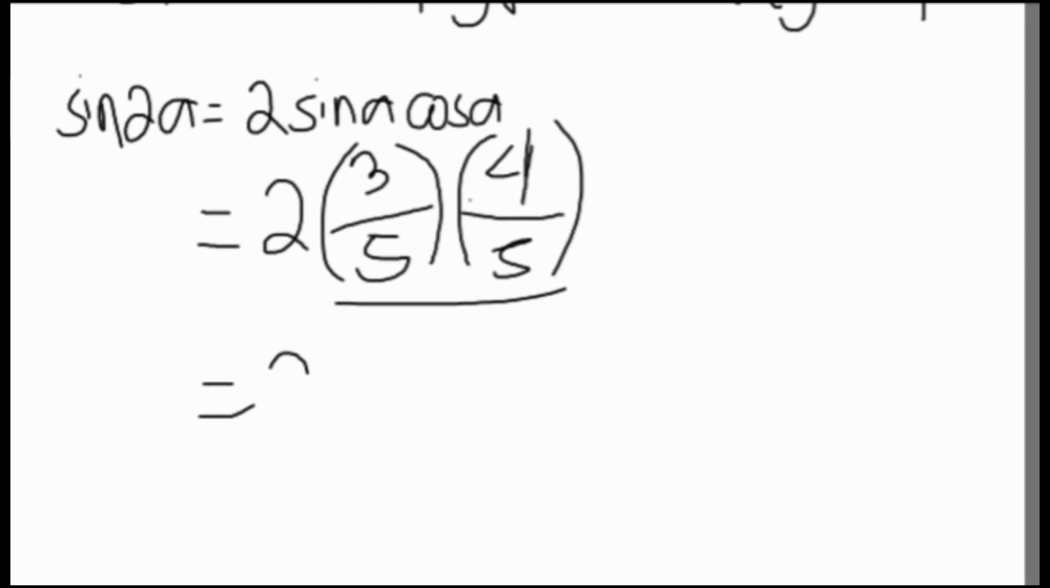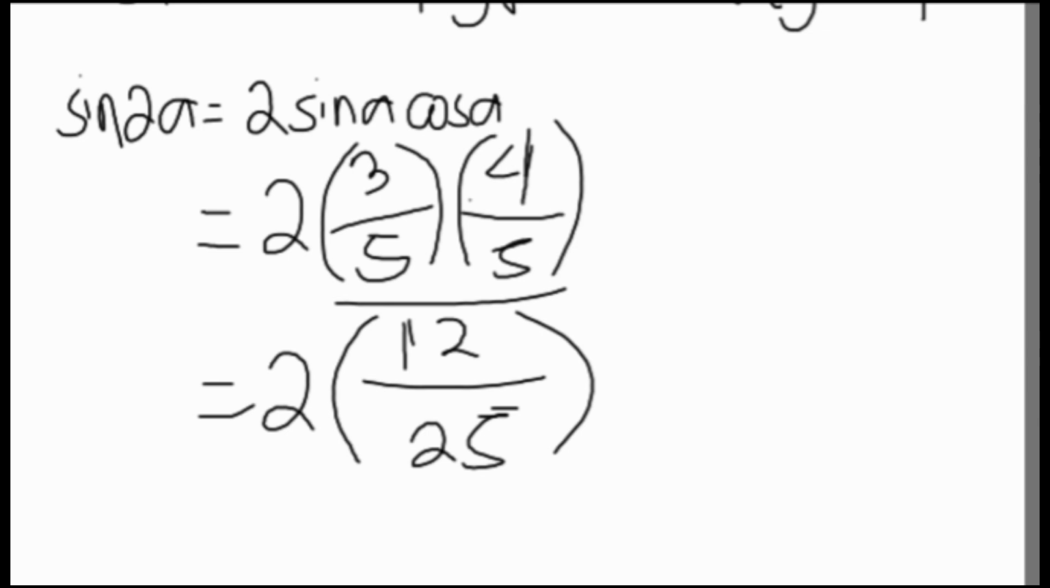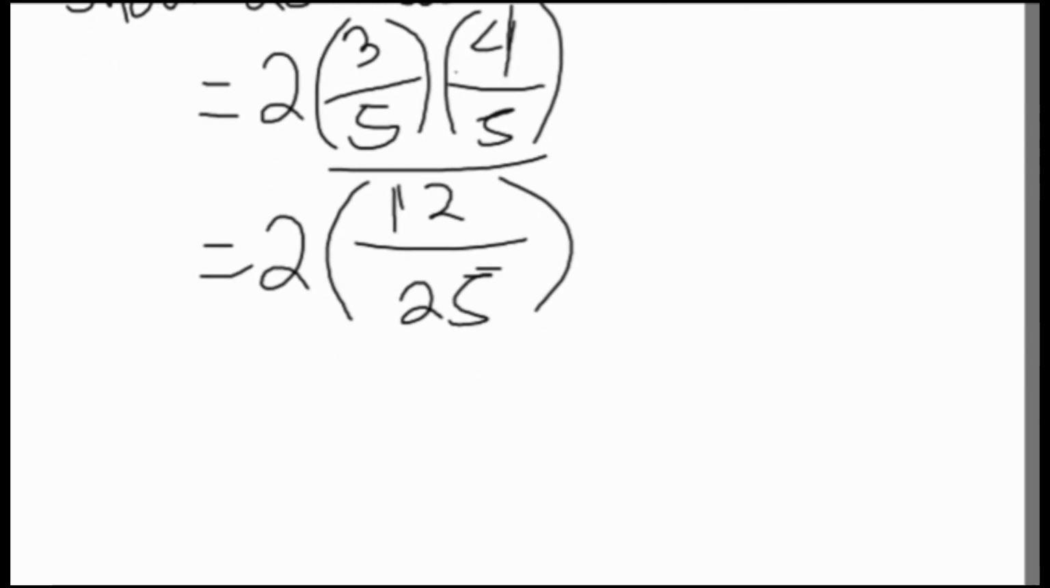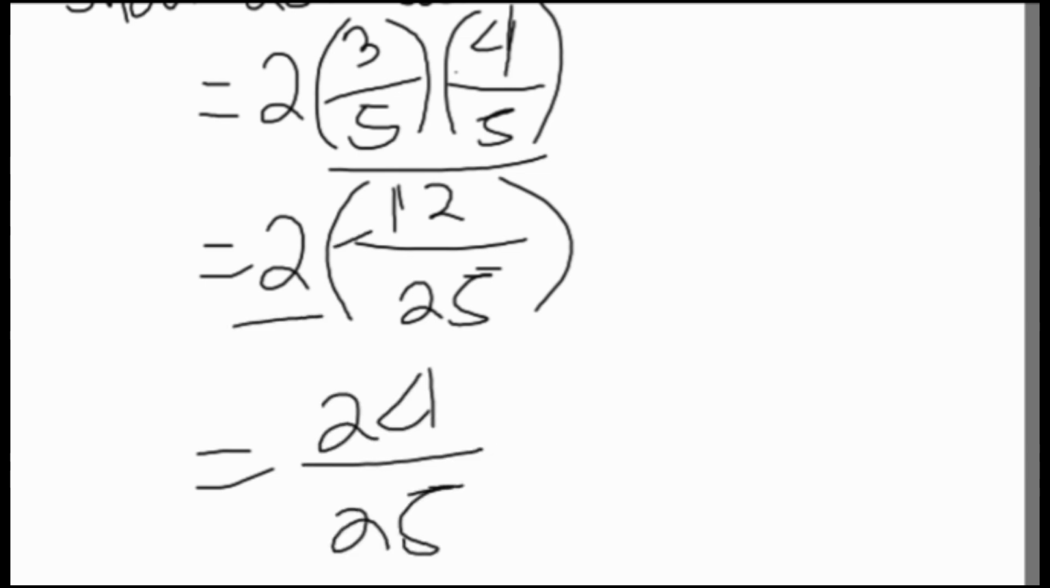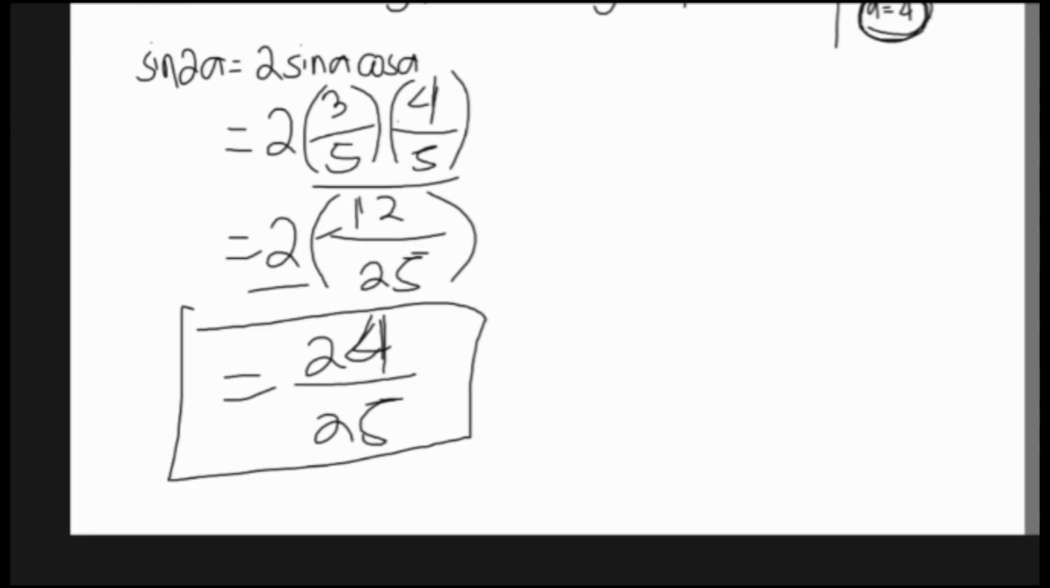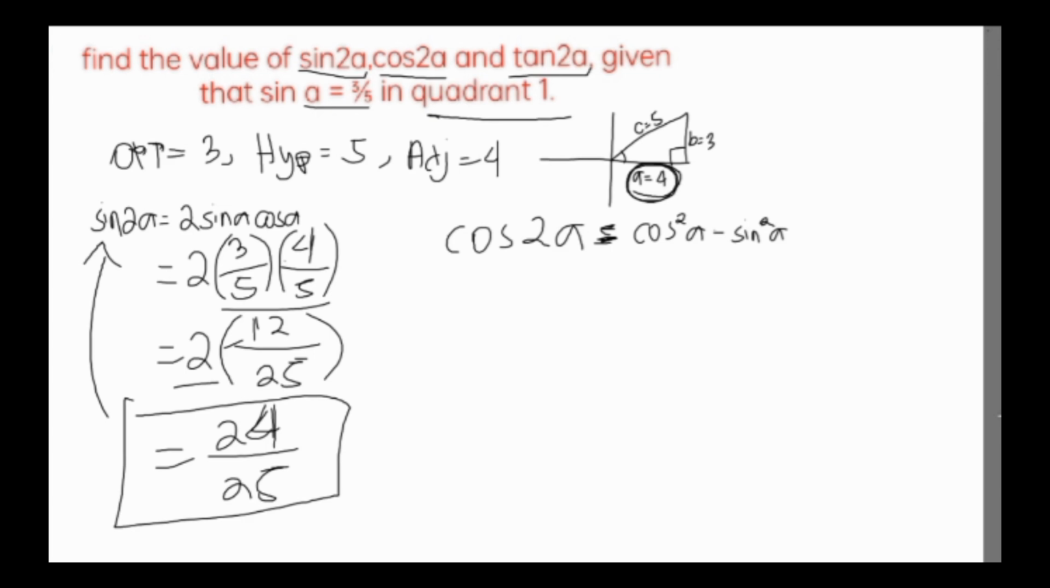First, we just multiply these two fractions. So 2 times 12 over 25. Then 2 times 12 is equal to 24 over 25. So this is now our final answer for the sine of 2a. And for the next step, we are solving for the cosine of 2a.